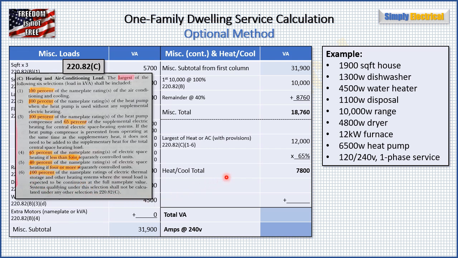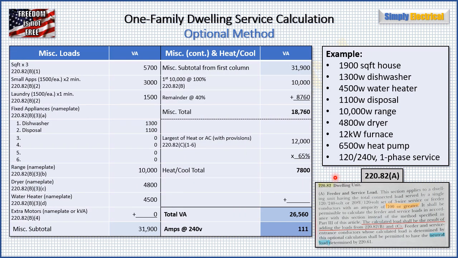Okay, so where do we fall? We have a 12,000 watt furnace and a 6,500 watt heat pump. So 12 kW furnace, this is going to fall under number 3 because we have a furnace which gives us our supplementary heat, and we have a heat pump. And so we're going to take the 65% because they're not going to be running at the same time. So we take 12,000 of our heat times 65%, and we come up with a heating and cooling total of 7,800 VA.